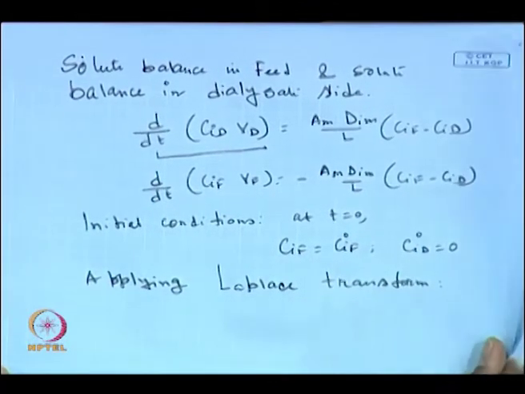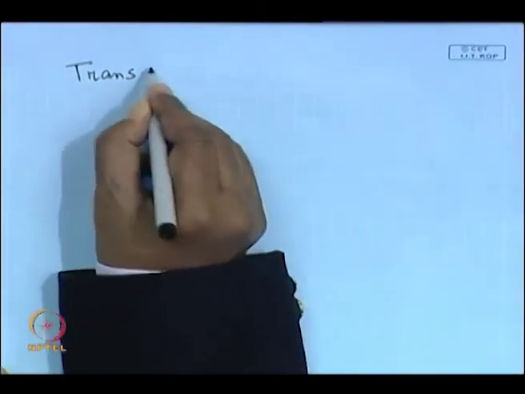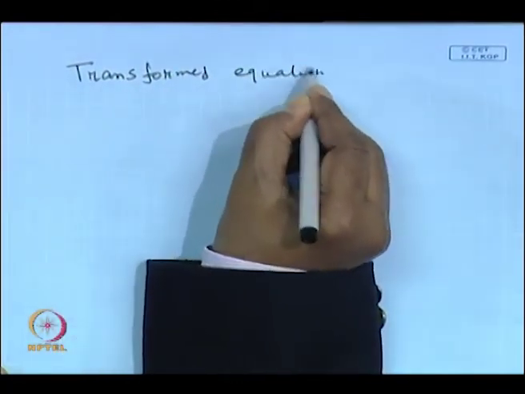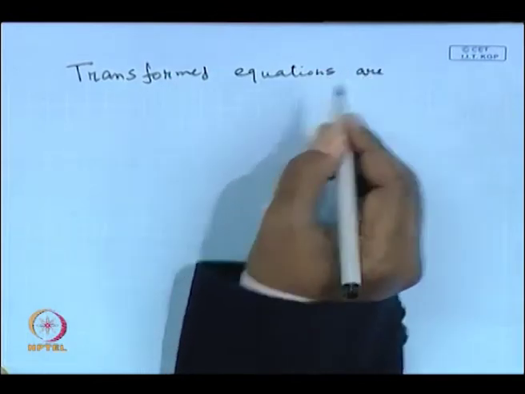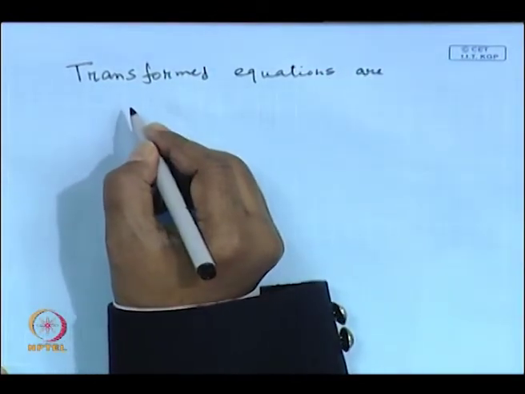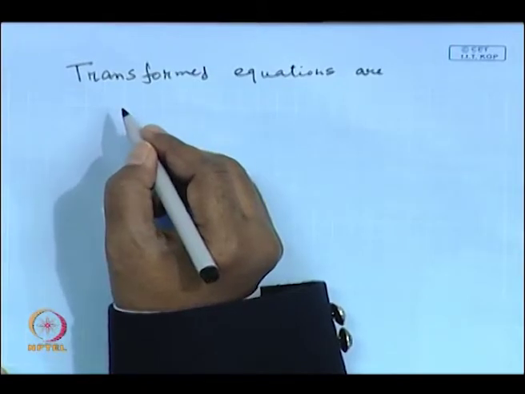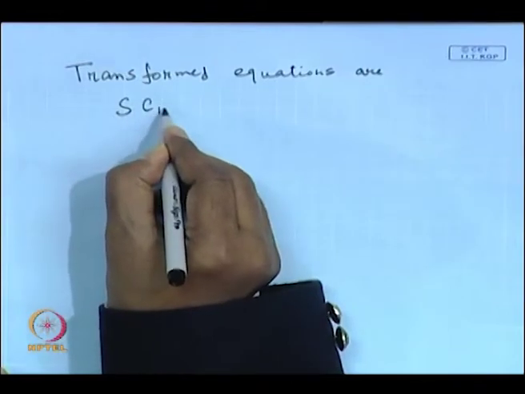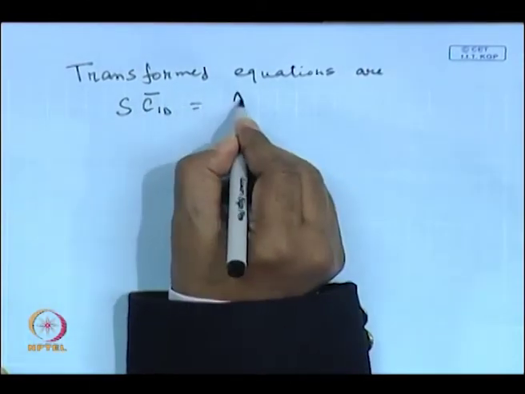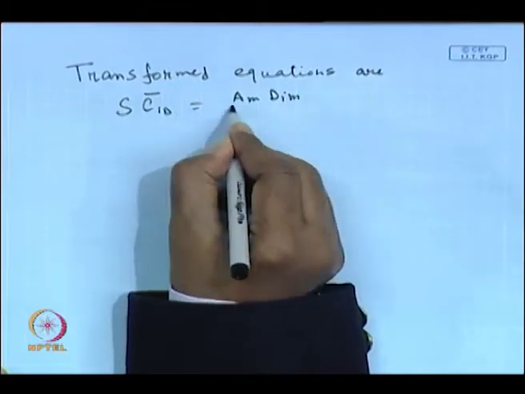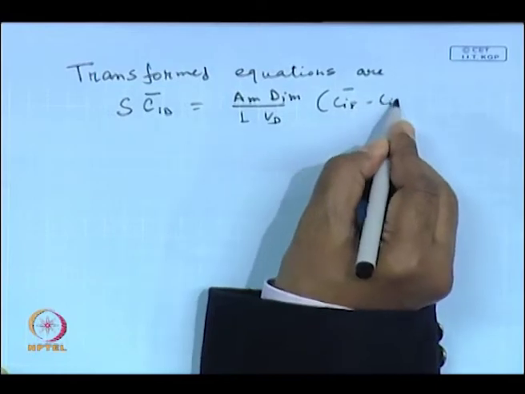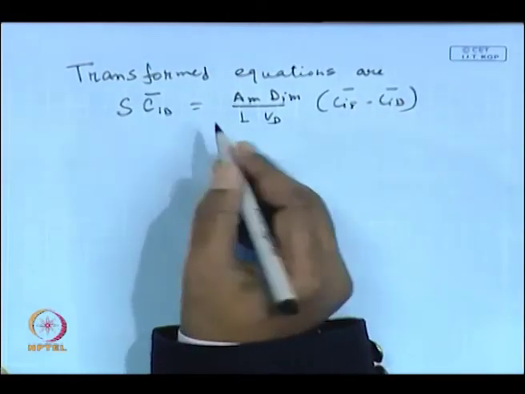Will be the transformed equations are... Those who have done the mathematics course in the last semester, I think they remember the Laplace transform. Okay. s C_ID bar is nothing but A_m D_im over L V_D times (C_IF bar minus C_ID bar). This bar indicates the transformed variables.